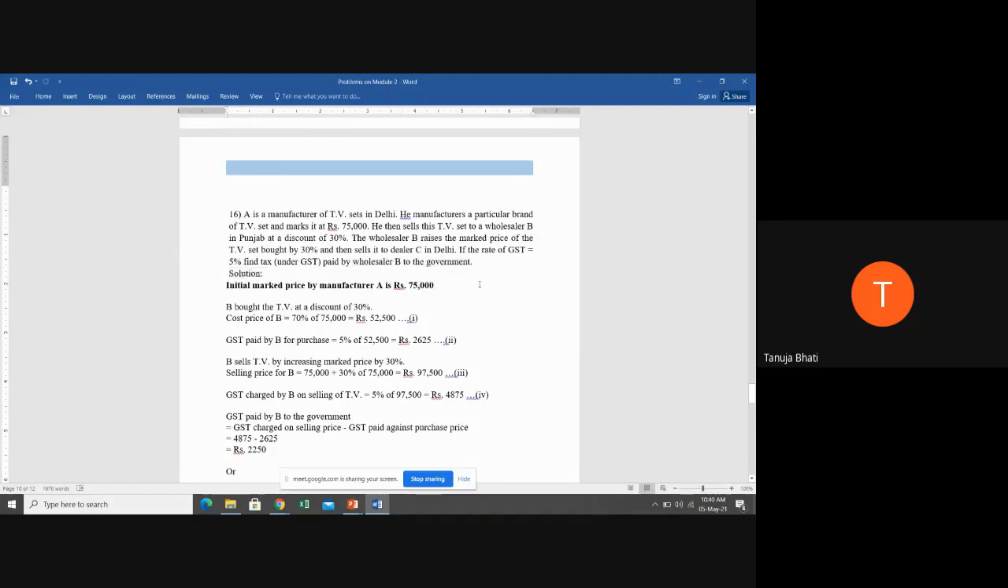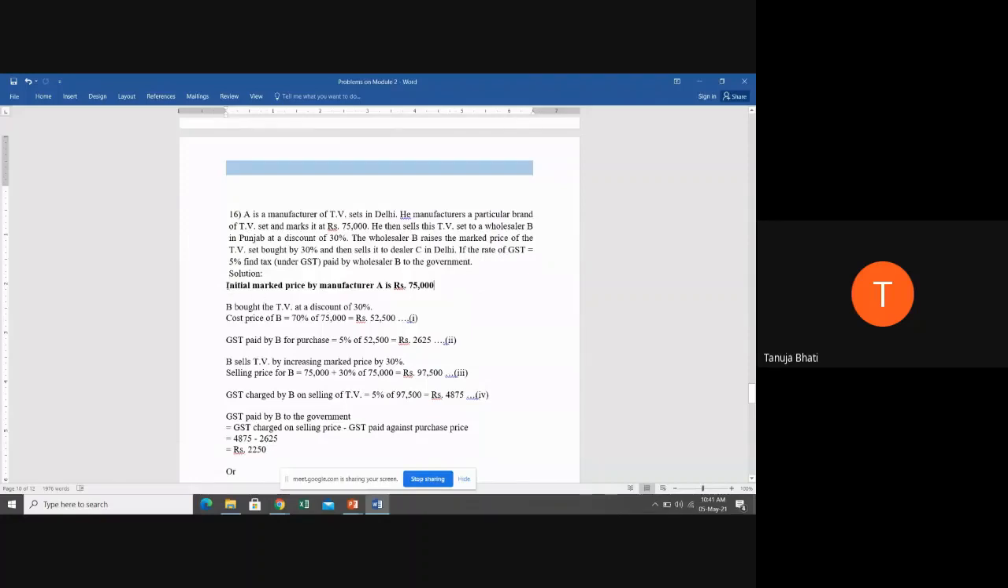to the government. So here, simple, I'll tell you what is happening. Dealer A is selling the TV to dealer B. Dealer B is selling the TV to dealer C. And they are asking us what is the tax paid by dealer B to the government. So dealer A is the manufacturer, B is the wholesaler, and C is a dealer. So the TV is going through manufacturer, wholesaler, and dealer. So let us solve the problem first.